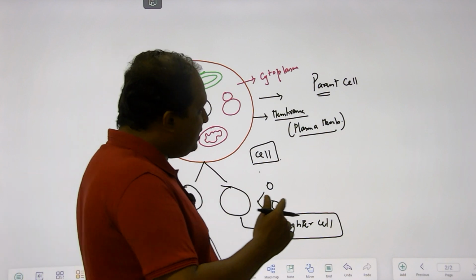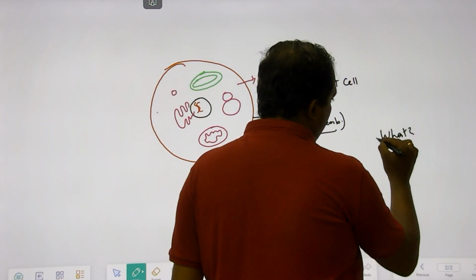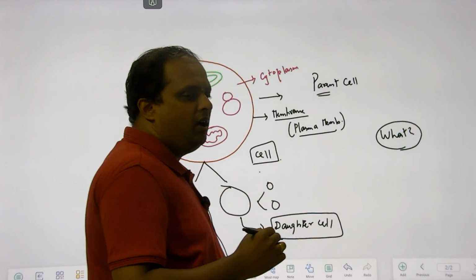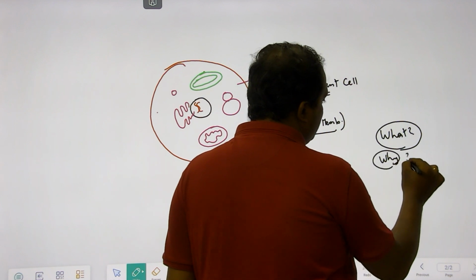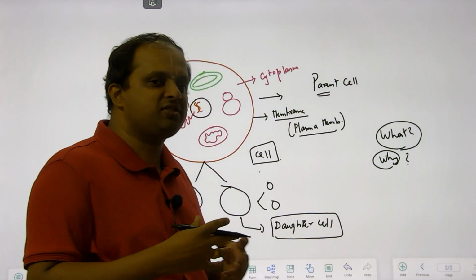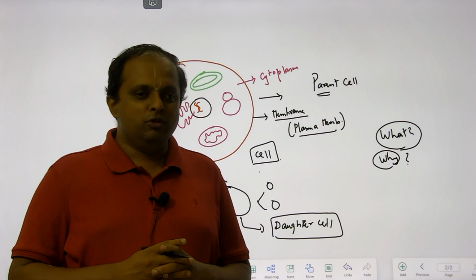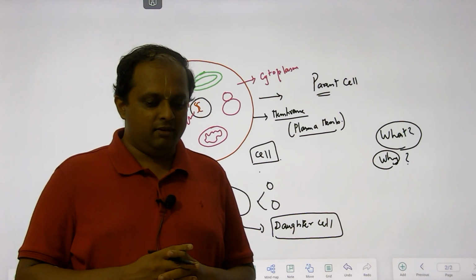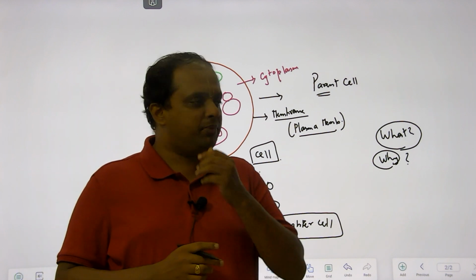Now we have answered the question, what is cell division? Now the question is, why should cell division happen? Why does cell division have to happen? Hope this is not an unusual question that I'm asking here, but still we have to have an idea of why cell division happens.